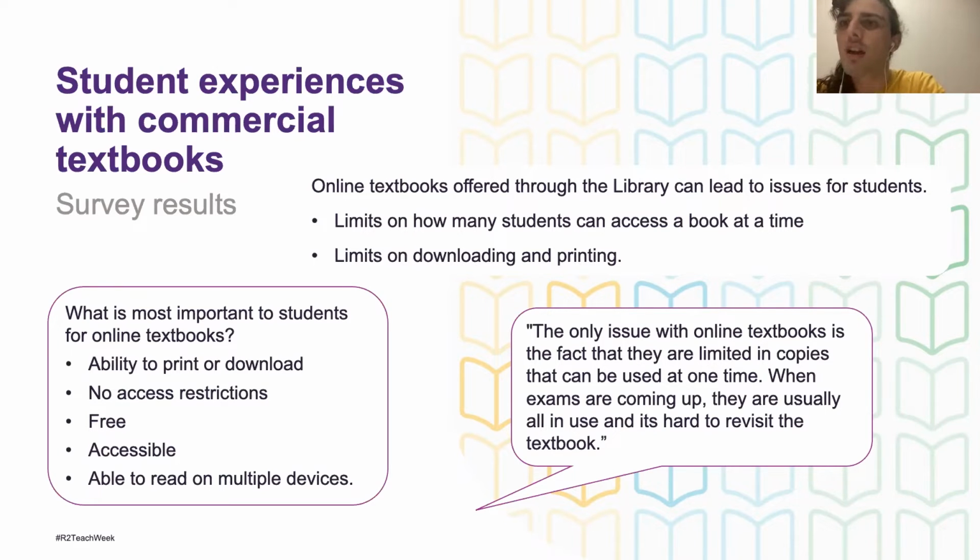The other thing is that in the box here, you can see there were 5 things that students thought were most important, what they wanted to see in an online textbook. As was mentioned, one of them was the ability to print or download, and no access restrictions. A very important one is the third dot point: they want them to be free. I think that's really important because students spend a lot of money on their education, and that can be a lot.